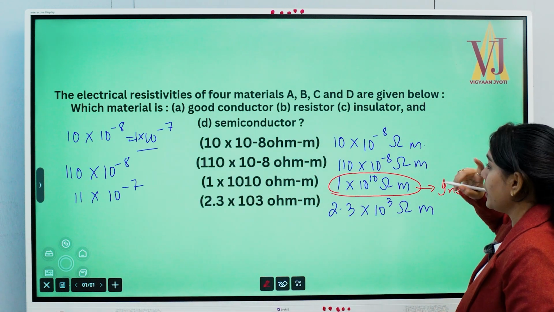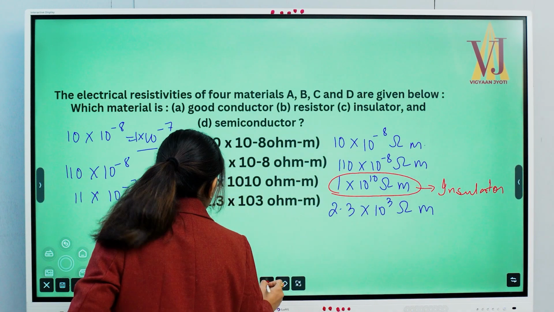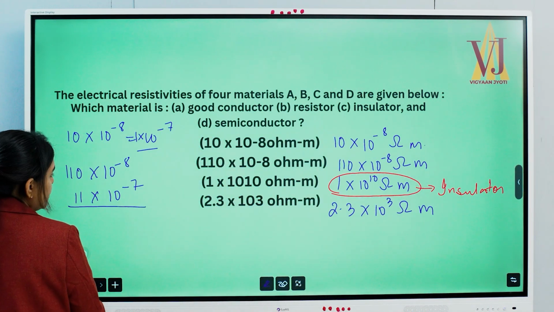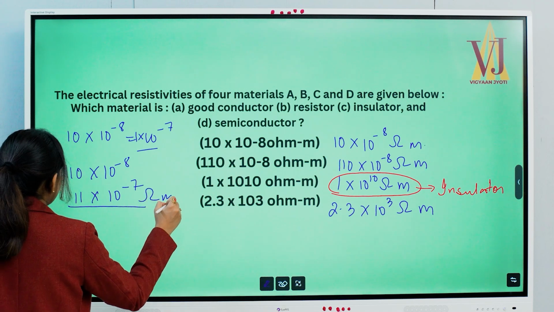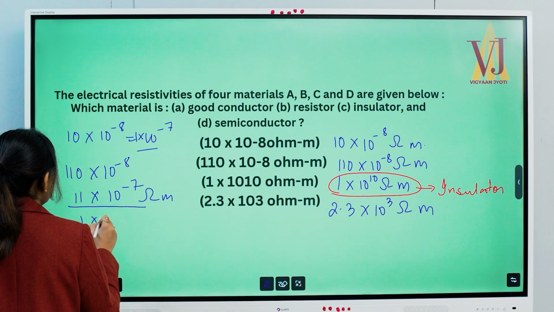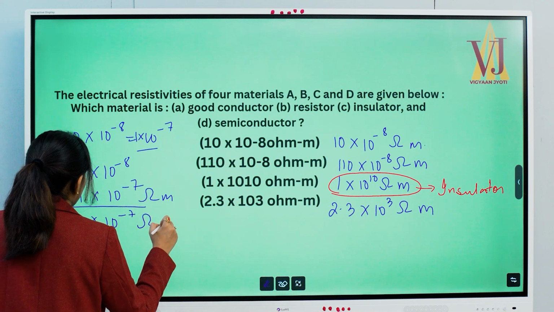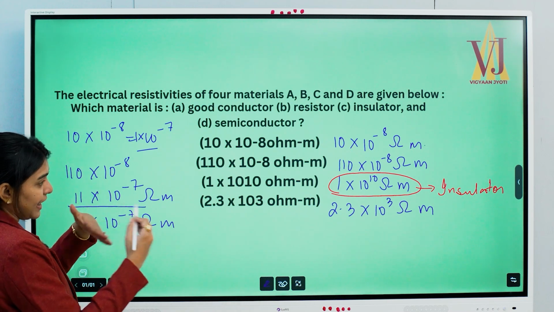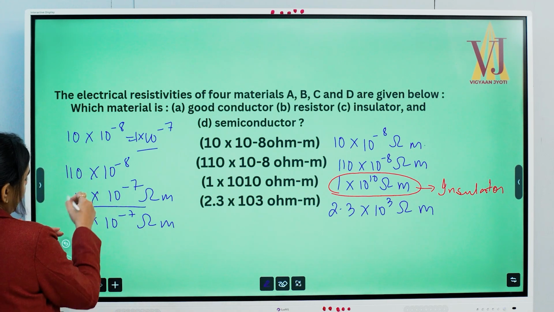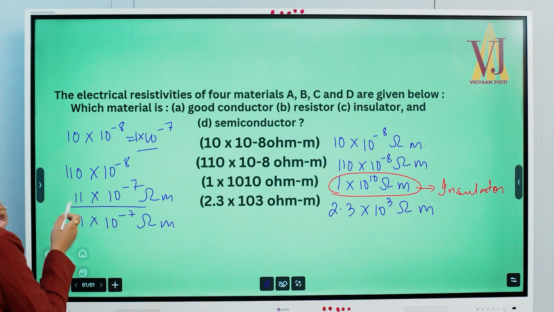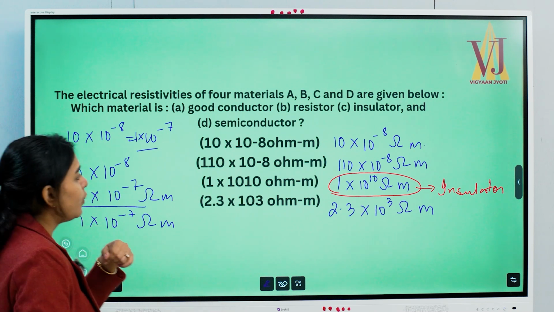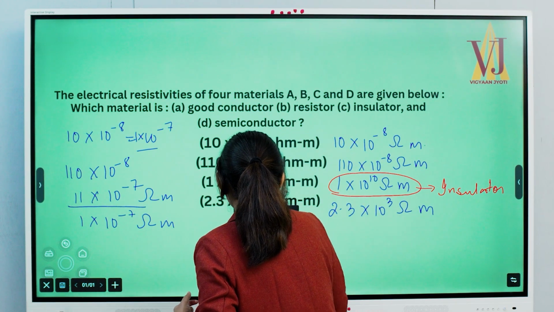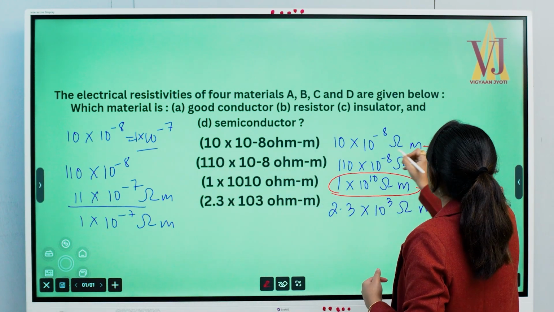Understood? I'll just explain once. One value you got as 11 into 10 to the power minus 7 ohm meter, and the other you got as 1 into 10 to the power minus 7 ohm meter. Since I'm trying to compare, I'm making the powers of 10 the same, so that I can easily compare the values. One is 11, one is 1. That means I'll go with the 1. That means this will be my conductor.